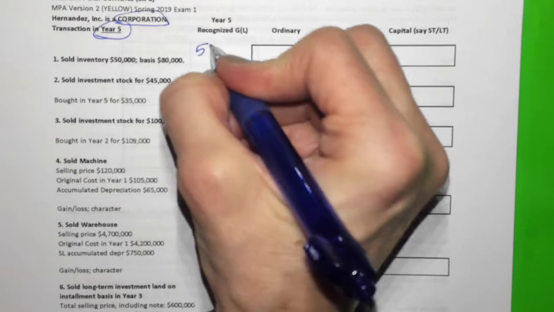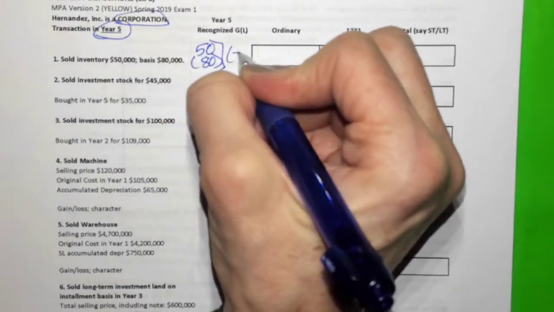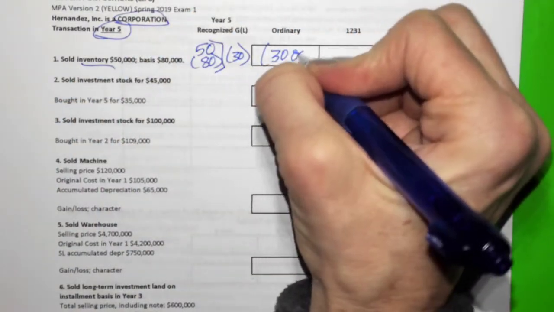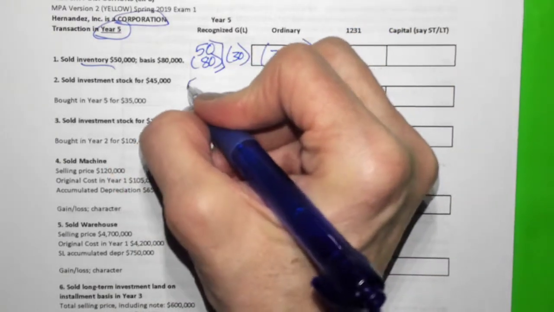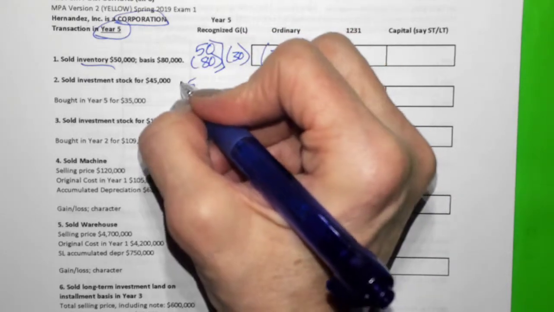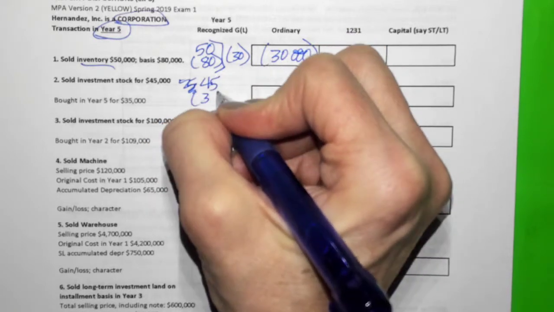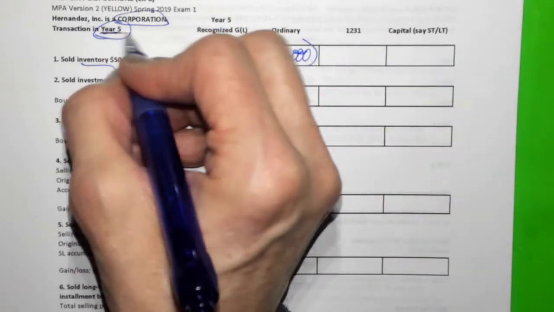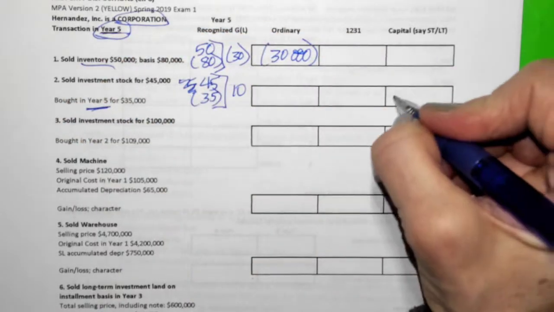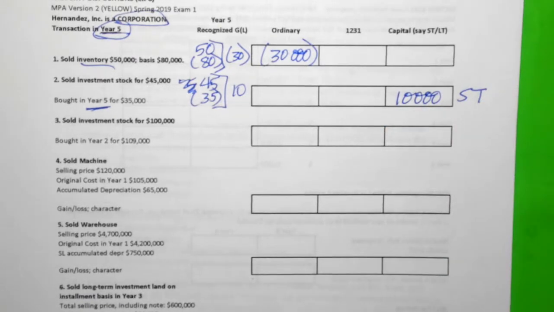So we sold inventory for 50 minus a basis of 80 is a loss of 30. And this is inventory, so this is an ordinary loss. The investment stock, we sell it for 45 minus a basis of 35. So we have a gain of 10. We sold it in year 5, we bought it in year 5. I have a $10,000 capital loss. It is short term.